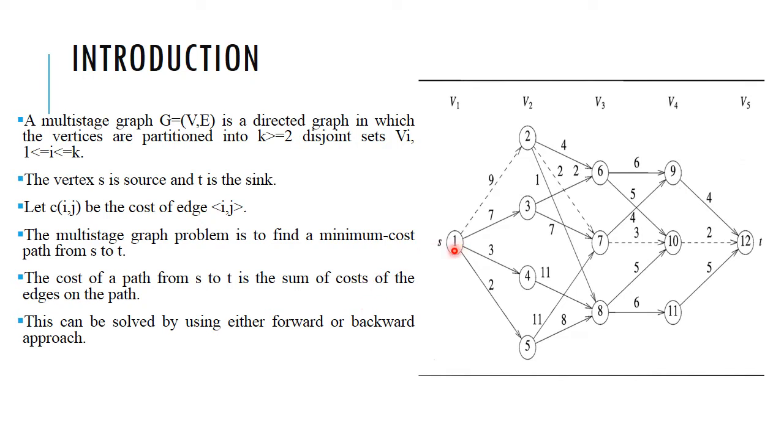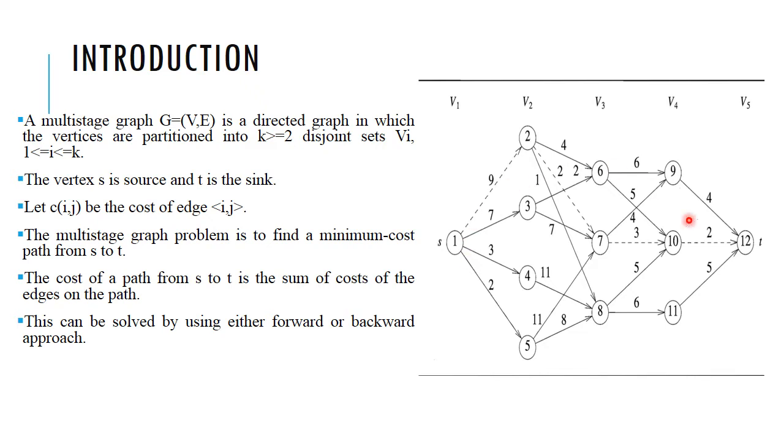And remember, S is the source and T is the sink node or destination node. Our aim in the multi-stage graph problem is to find the minimum cost path from the source to the destination, that means from S to T. The cost of a path from S to T is the sum of the costs of the edges on the path. Each edge cost is represented as C of ij.